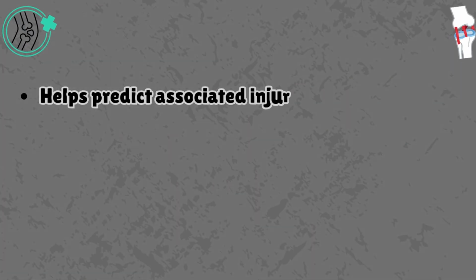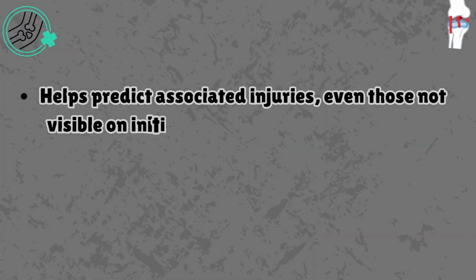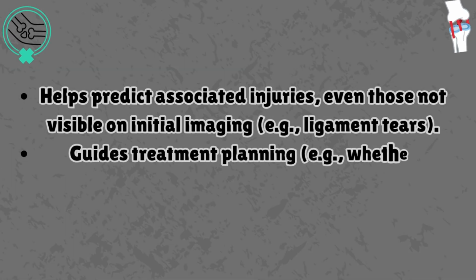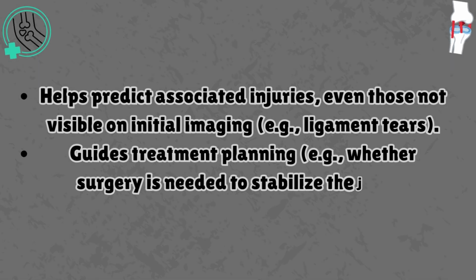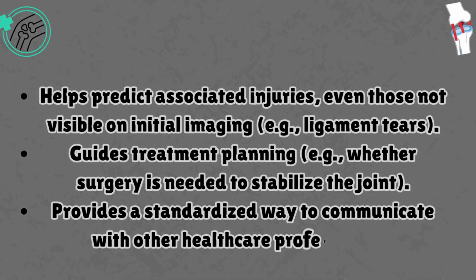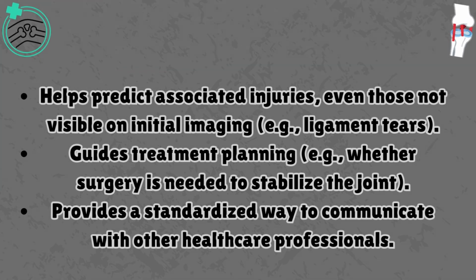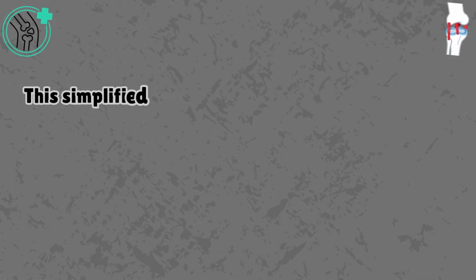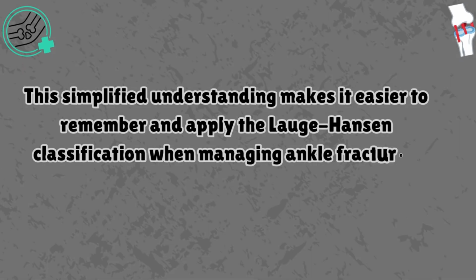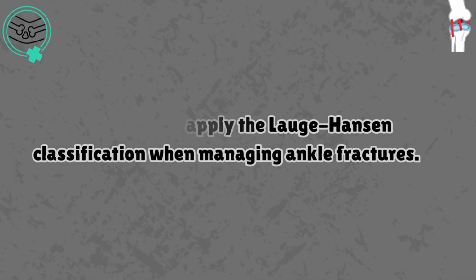Why is this classification important? It helps predict associated injuries, even those not visible on initial imaging, for example, ligament tears. It guides treatment planning, for example, whether surgery is needed to stabilize the joint. It provides a standardized way to communicate with other healthcare professionals. This simplified understanding makes it easier to remember and apply the Lauge-Hansen classification when managing ankle fractures.